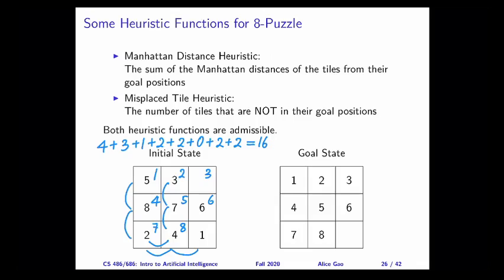The second heuristic is called the misplaced tile heuristic. For every non-empty tile, if the tile is not in its goal position, then we'll add 1 to the heuristic value. In other words, we will count the number of non-empty tiles that are not in their goal positions. Let's calculate the misplaced tile heuristic value for the initial state. Please pause the video and calculate this value yourself. Then keep watching for the answer.